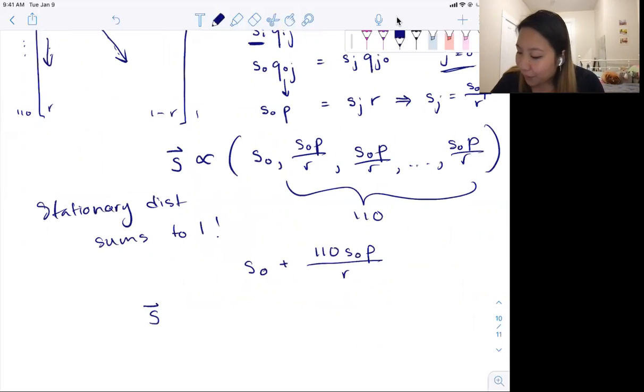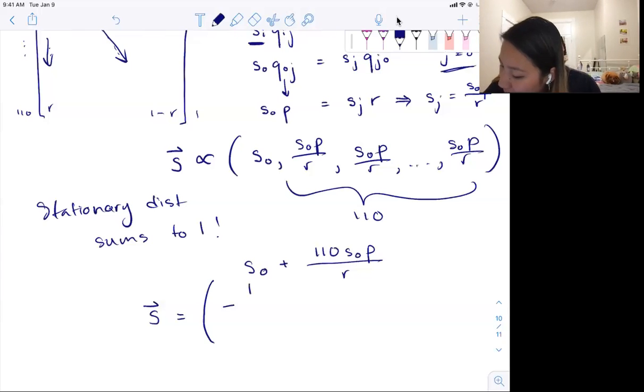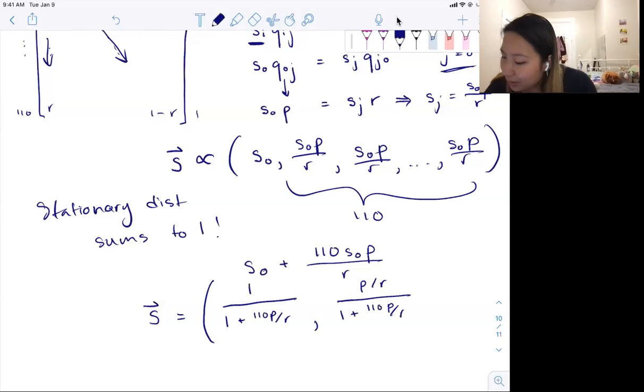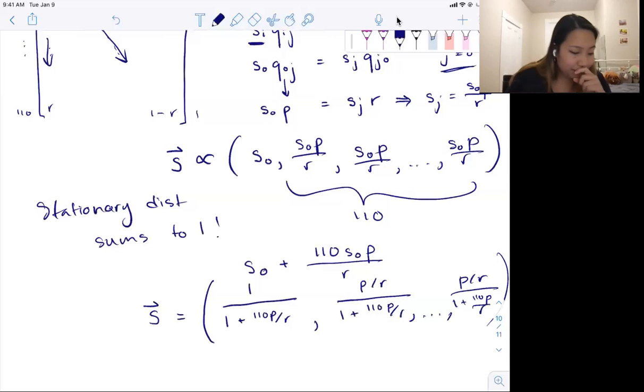So S itself is going to equal, since everything has an S0 in it, we can just get rid of S0. So it's going to be 1 over 1 plus 110 P over R, comma, and the rest of them are going to be P over R over 1 plus 110 P over R, dot, dot, dot, comma, P over R over 1 plus 110 P over R. And I think you can definitely make that a little nicer.